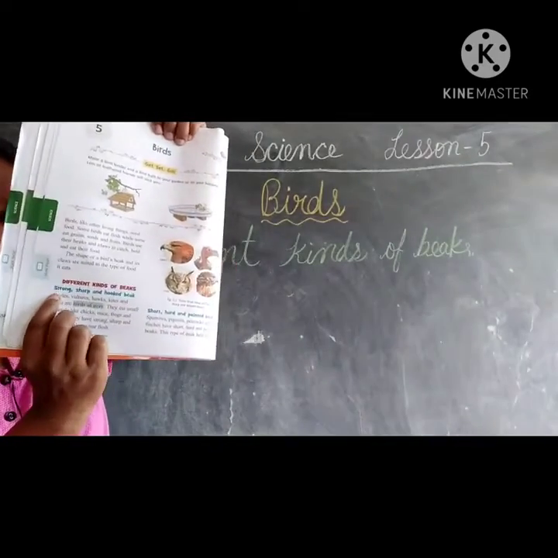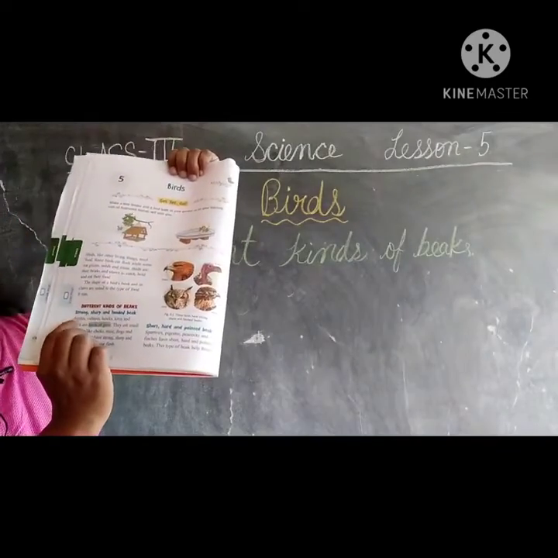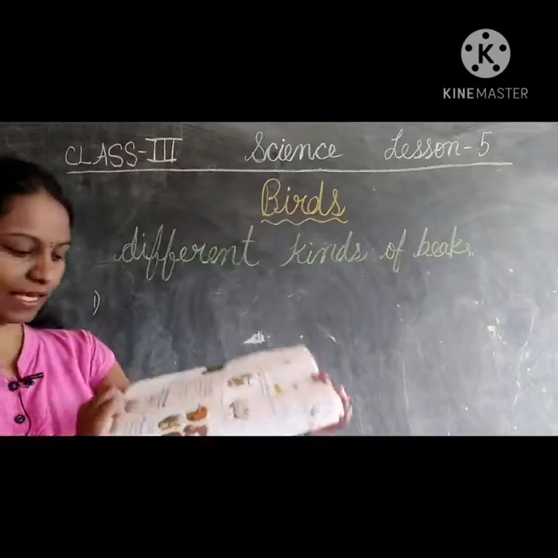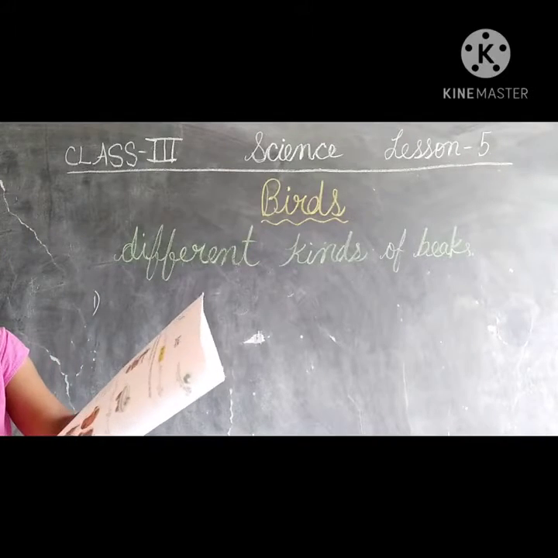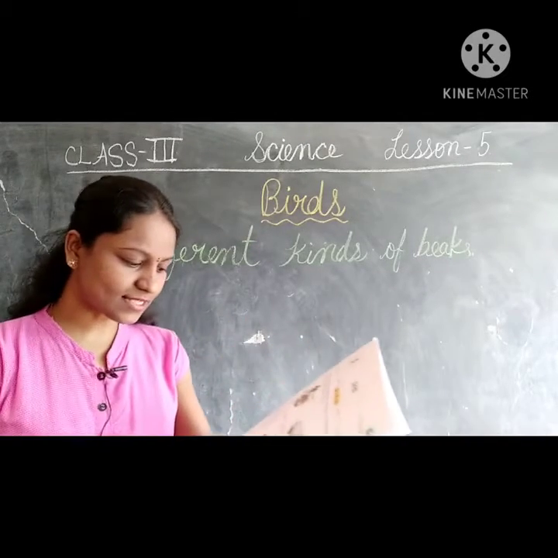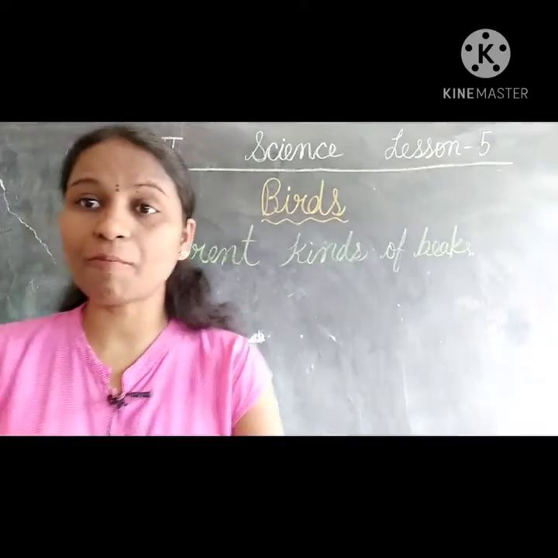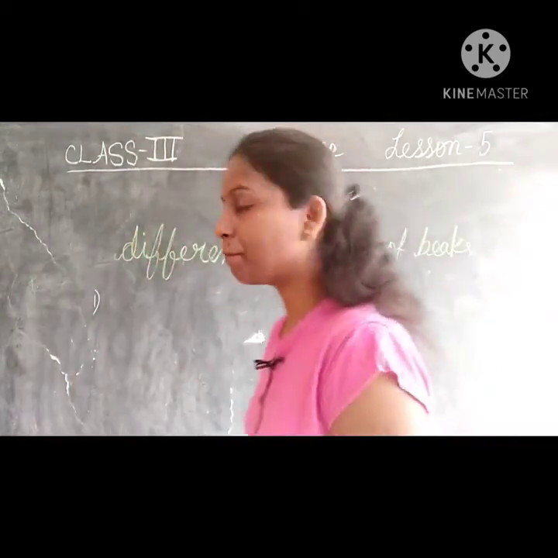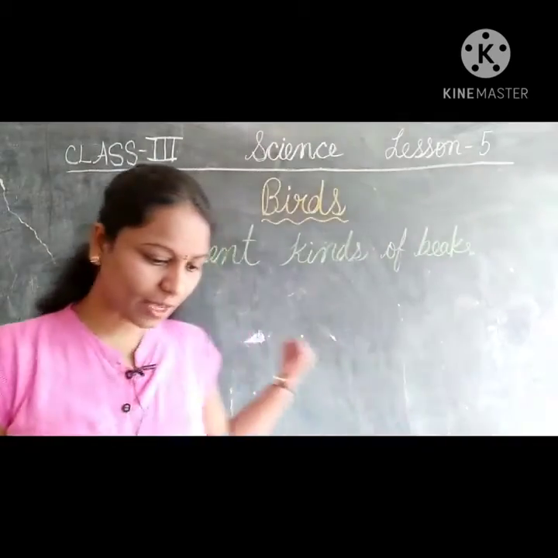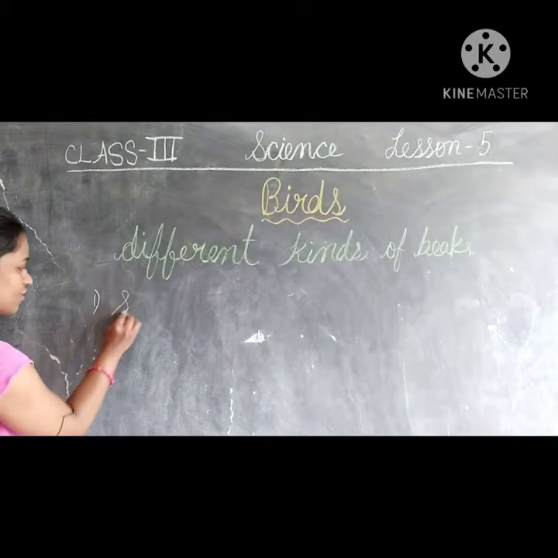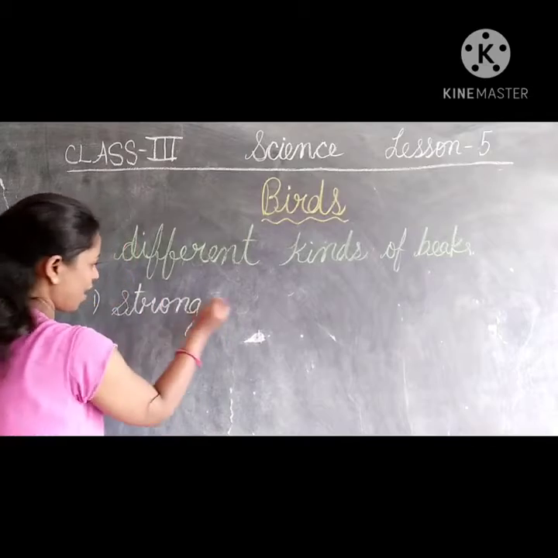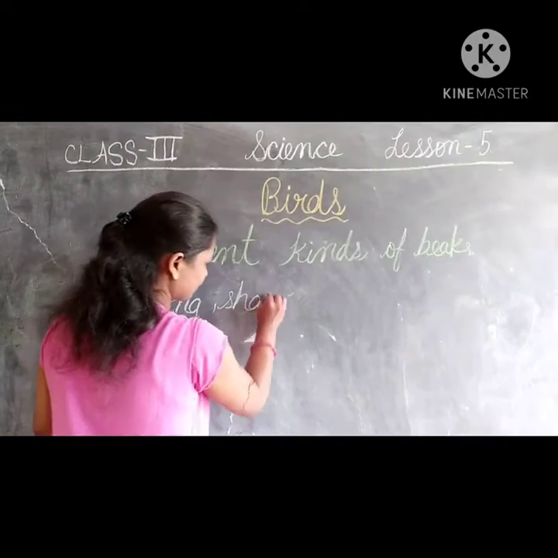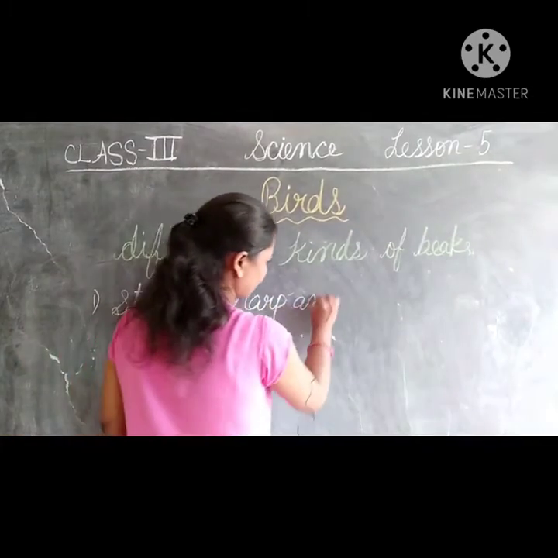As you can see, strong, sharp and hooked beak. So here the eagles, vultures, hawks, kites and owls are birds of prey. What do you mean by birds of prey? The first type is strong, sharp and pointed.